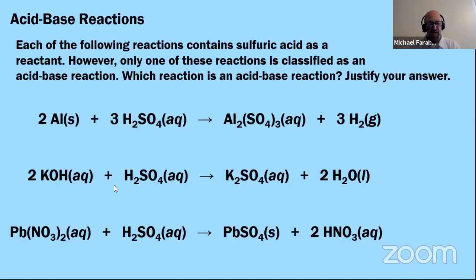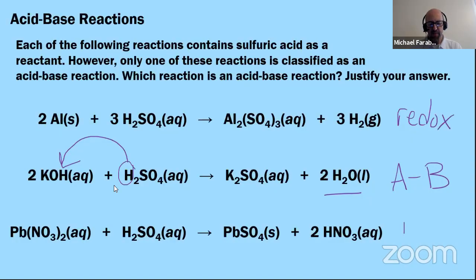All right, if you've paused the video and hopefully had a chance to think about this before I reveal the answer, we can see a similar transfer of a proton from H+ to OH- to produce water. So this was an acid-base reaction. This was another example of redox. And this was an example of a precipitation reaction.